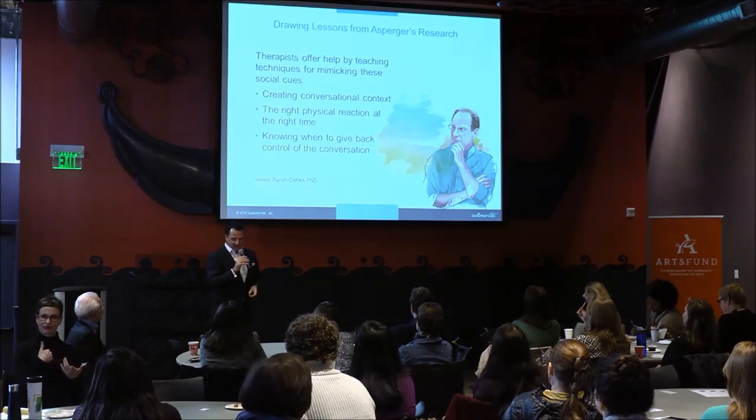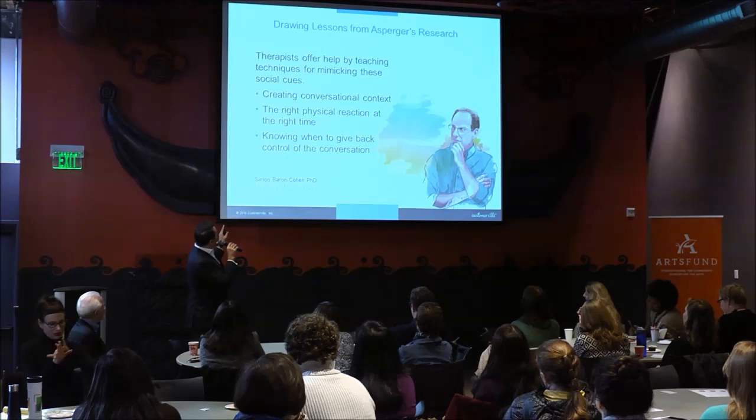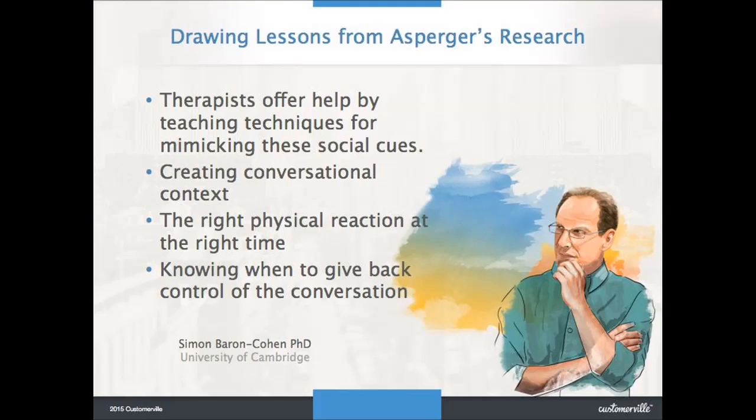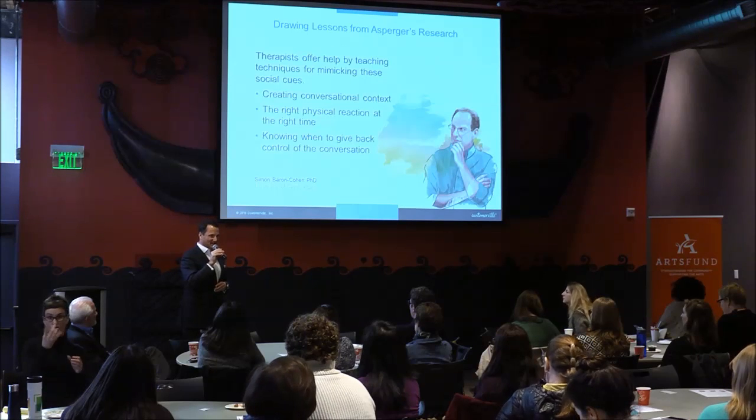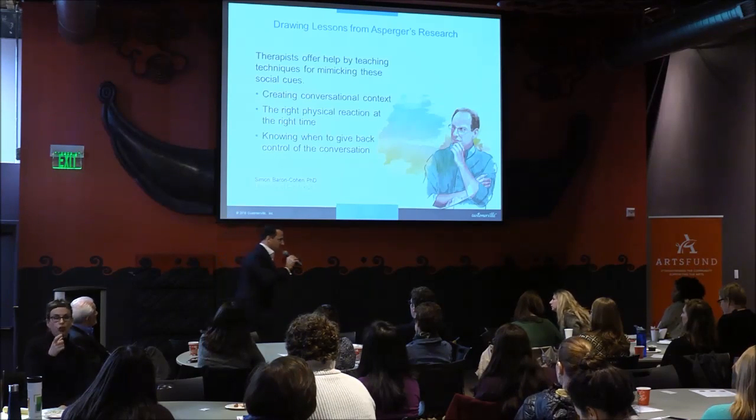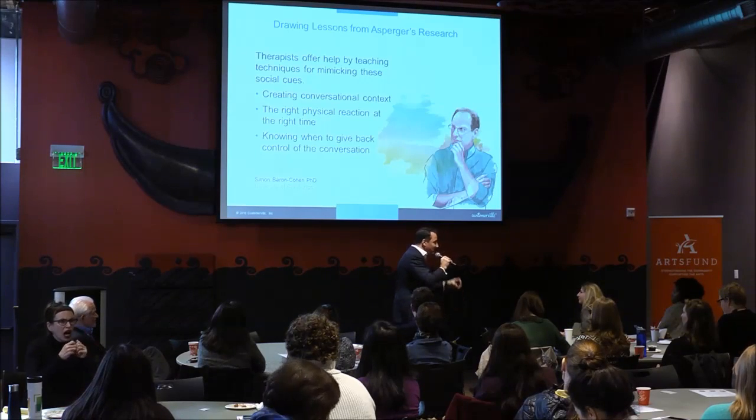I kind of got ahead of myself a little bit here. Let me just, these are three things that occupational therapists have come to use, having the toolkit in terms of helping people with Asperger's empathize. Creating conversational context. If you were coming to visit me at my office and you got lost, right? You wouldn't just roll up to somebody on the street and say, "Can you tell me how to get to Customerville?" They'd look like you were nuts.